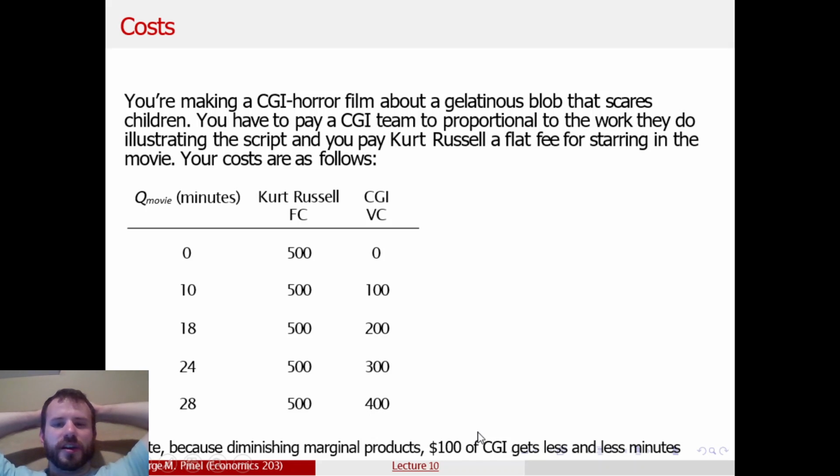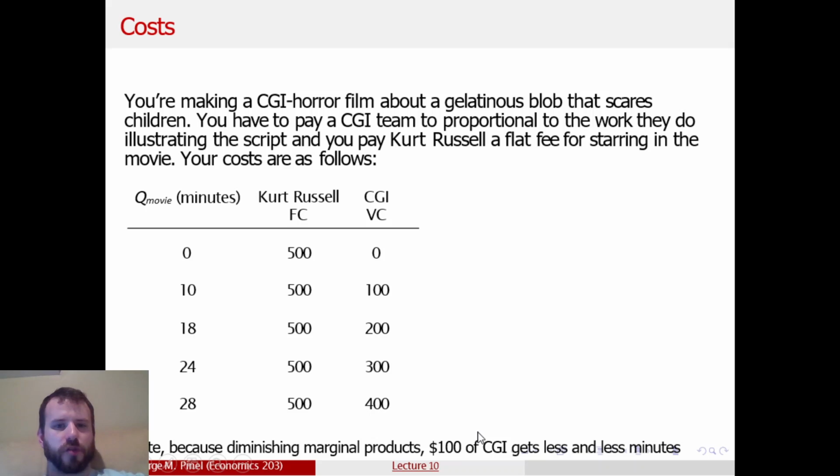That CGI team is variable cost. So you're paying them proportional to the work that they do. So basically, you're paying your CGI team per hour. Okay, they're a variable cost.